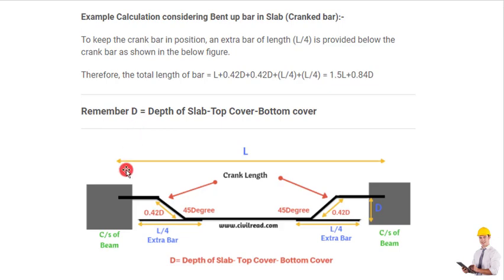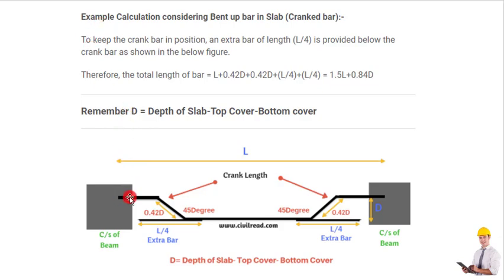Let's consider an example. This is a crank bar of a slab. This is the total thickness of the slab, right? So from here you can understand what actually D is. To find out the D, what we need to do? We need to subtract the total depth of the slab minus the cover at the upper side minus the cover at the bottom of the slab. We will get D, which is the depth. Got it? Here you can find it. D is equal to the total depth of the slab minus top cover minus bottom cover. Then you will get this depth. So this is D.